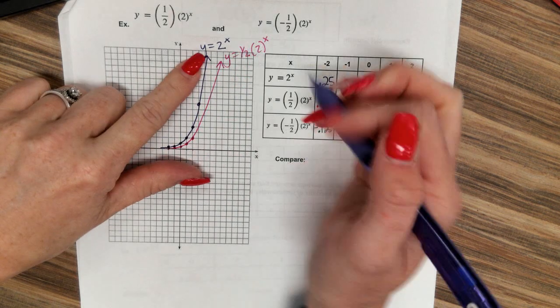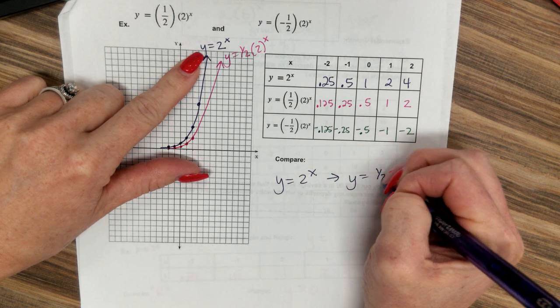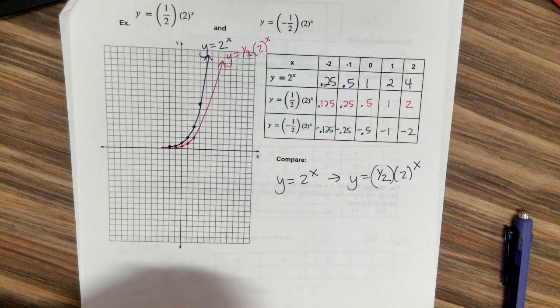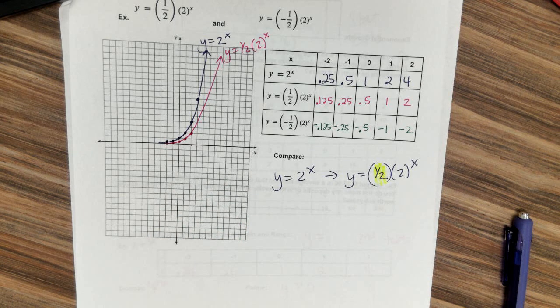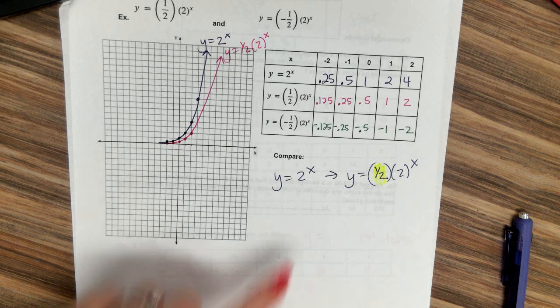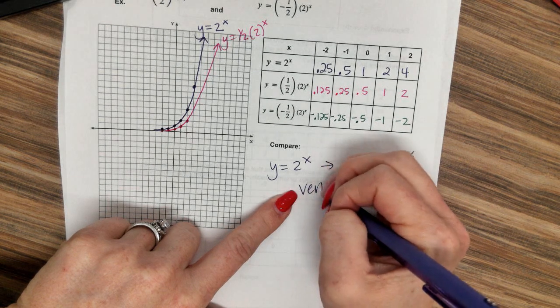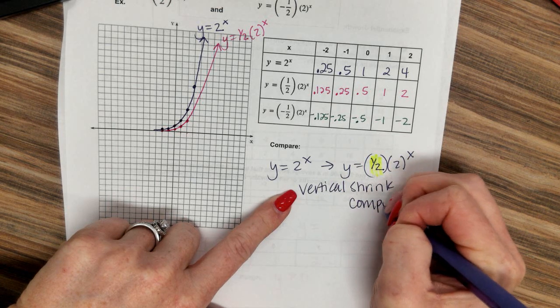All right, so when I'm comparing y equals 2 to the x power to y equals 1/2 times 2 to the x power, what do y'all think happened when they put that 1/2 in the front? Instead of vertically stretching it, it vertically shrunk it. It's a vertical shrink. Yes? All right, so we call it compression. A vertical shrink, or you can call it a compression.